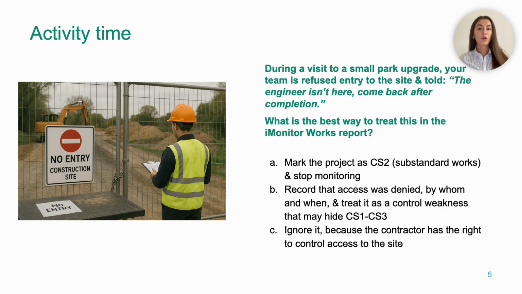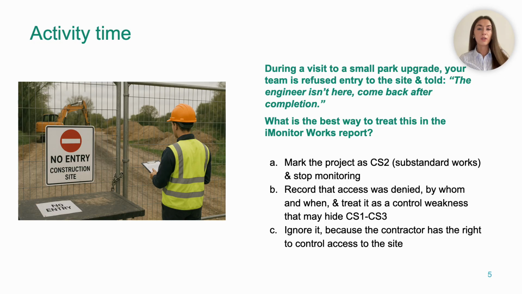Blocked access is not a corruption scheme by itself, but it is a serious control weakness and a risk signal. Remember what we said throughout Module 3. Access denial does not prove corruption scheme 1, 2, or even 3. But if monitors or ordinary citizens are systematically kept away from a small public project that should be visible, such as a playground, we should be asking why.